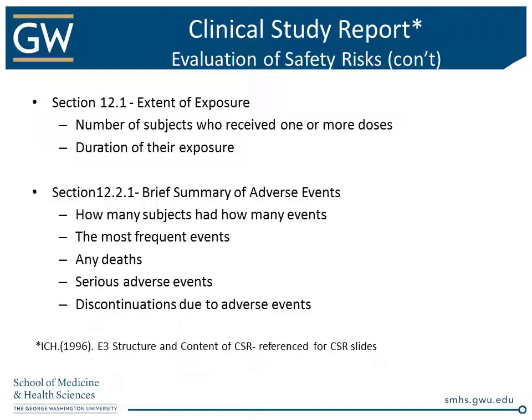In section 12.2.1, Brief summary of adverse events, provides a brief, high-level summary paragraph on how many subjects had how many adverse events. Included are brief discussions on what the most frequent events were and whether there were any deaths, serious adverse events, or discontinuations due to adverse events. The more in-depth safety risk discussions occur in later sections. Section 12.2.1 is typically copied verbatim into the CSR synopsis and/or safety conclusions.